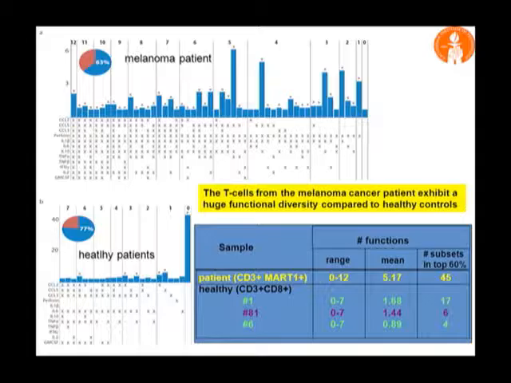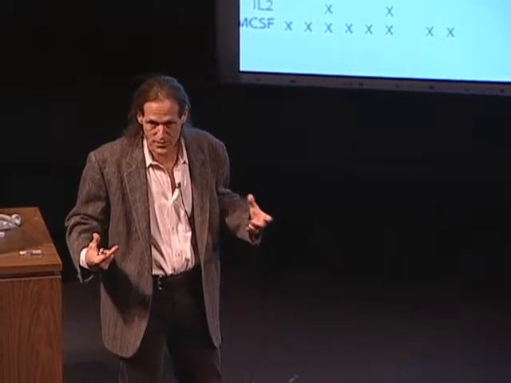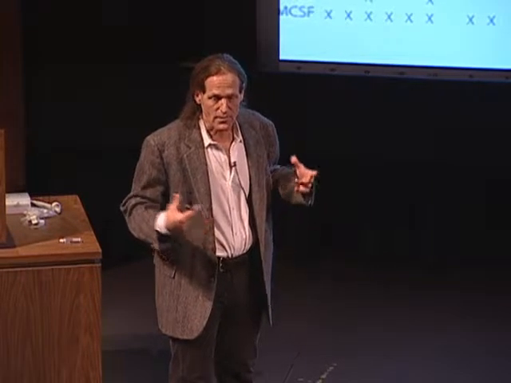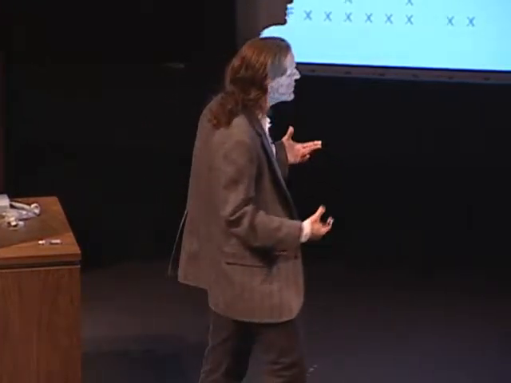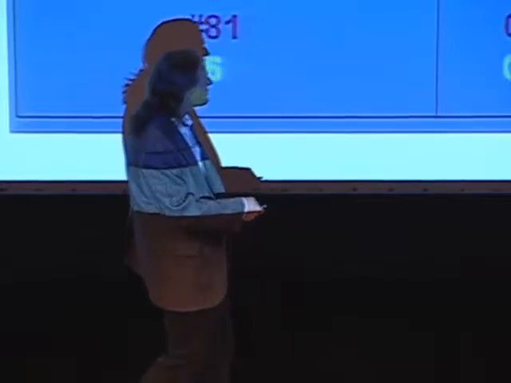Some of them, the ones here on the far left, truly are Superman. And there's Batman over here, there's a lot of Robins, and there are a couple of Homer Simpsons, but not too many, it turns out. If you look at healthy individuals, they're basically Homer Simpsons, and that's what you want. You don't want a healthy individual with a lot of, I don't mean that personally, I just mean that their T cells basically don't have too many functions, okay?